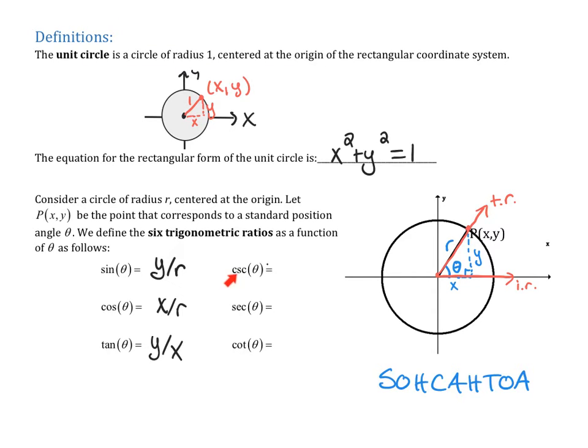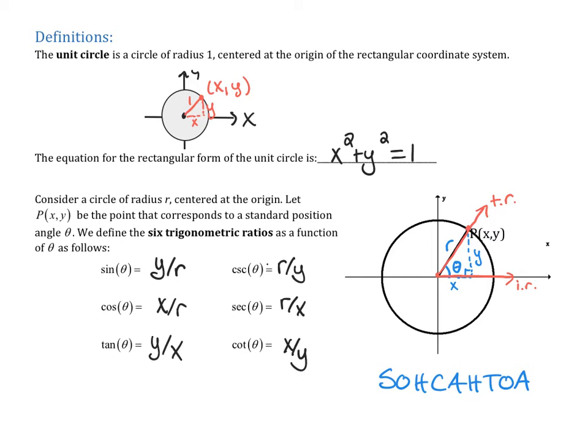Now these other 3 functions are called the reciprocal functions, and I've lined them up so that you can see that the cosecant is the reciprocal of sine. So cosecant would be r over y, secant would be r over x, and cotangent would be x over y.